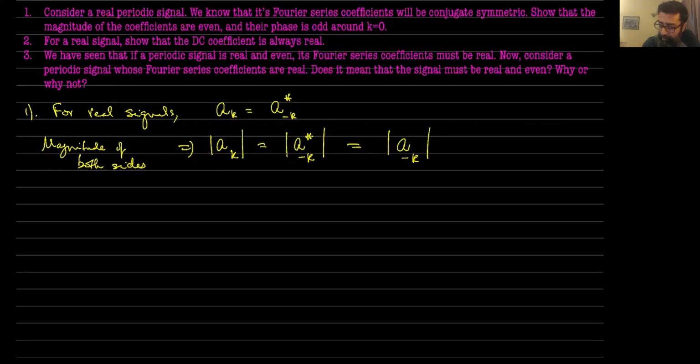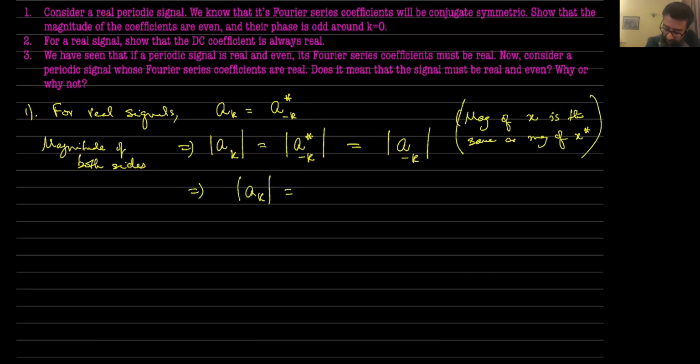Right, so the magnitude of X is the same as the magnitude of X conjugate. So this implies that the absolute value of AK is equal to the absolute value of A minus K. So that means the magnitude is even. Okay, what about the phase?